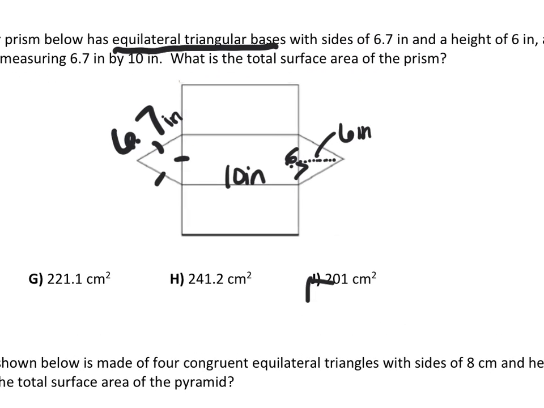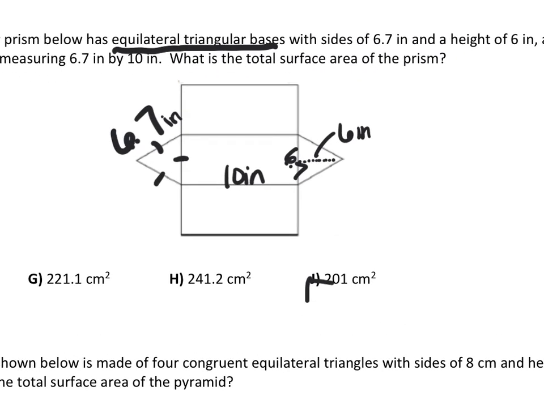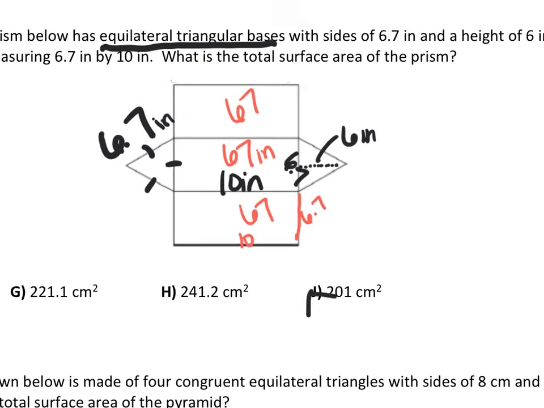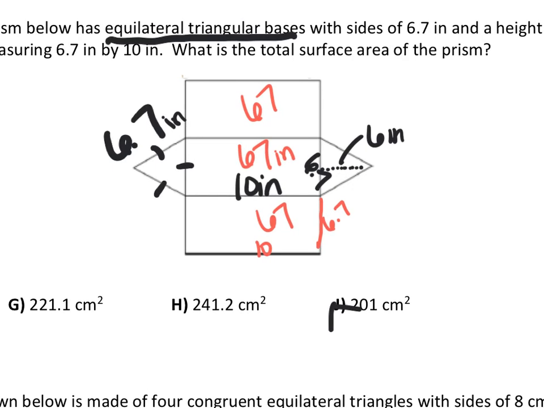So this piece right here is 6.7 times 10, which is 67, okay? So this piece right here is 6.7 because they're equilateral triangles, right? So this is 6.7 times 10. So this is 67 and this is 67 also, based on the information that they gave us in the word part. Okay? Now, the triangle is going to be 6.7 times 6 divided by 2. I'm going to divide 6 by 2 and get 3 and do 6.7 times 3.